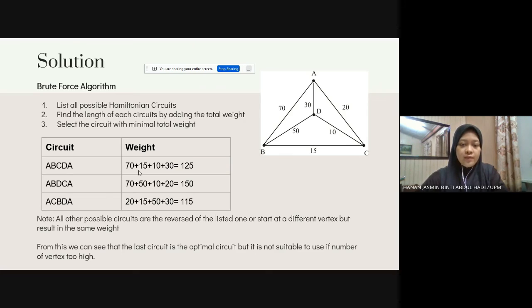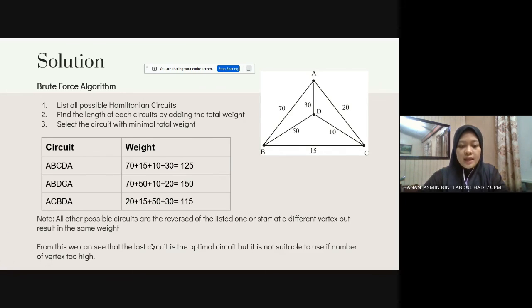So first, as you can see here in the box, I have listed all the possible Hamiltonian circuits, which are ABCDA, ABDCA, ACBDA. And after that, we calculate the total weight. You can see the weight at the edges of the circuit. You should take note that all other possible circuits are the reverse of the listed one or start at a different vertex but result in the same weight.